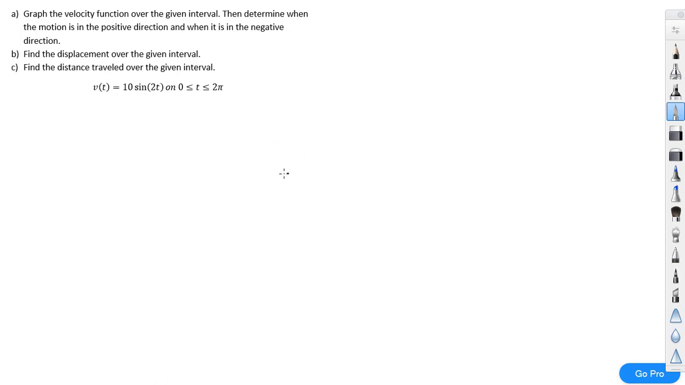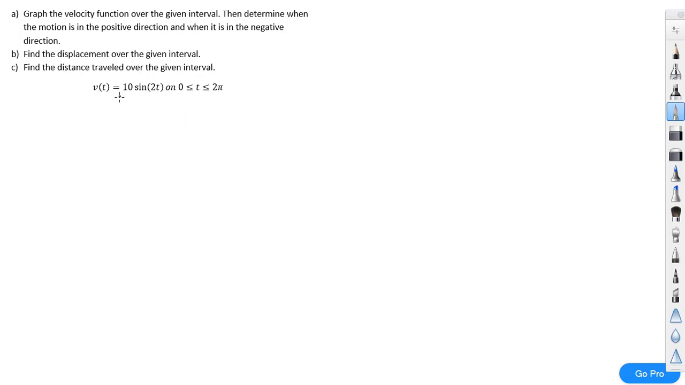Alright, I thought it'd be nice to do some additional examples for section 6.1. So here are some that I pulled directly from the textbook. What we're asked to do is graph the velocity function over the given interval, then determine when the motion is positive or negative. Then we're asked to find the displacement over the given interval. Then we're asked to find the distance traveled over the given interval.